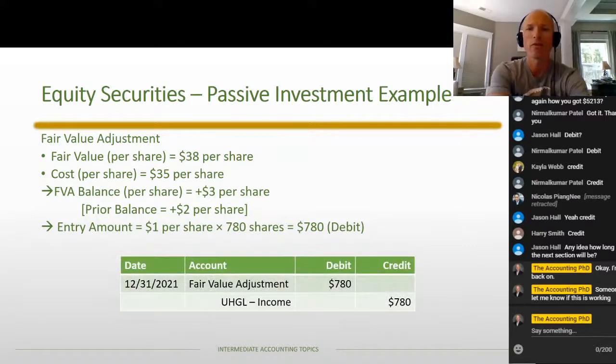So we debit the fair value adjustment account, and of course, along with that, we're going to credit the unrealized holding gain or loss - income account for the same $780. Again, same process that I've always used. Take the fair value, have the cost, and then look at the prior balance.